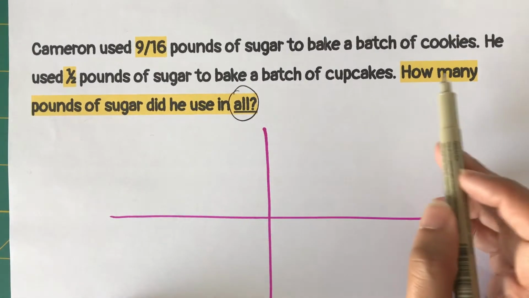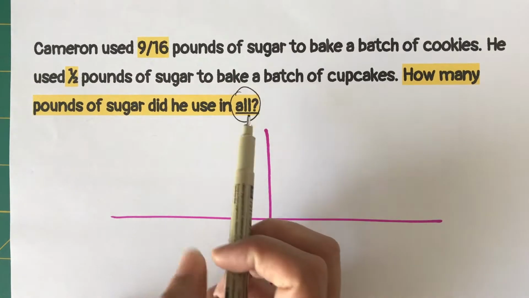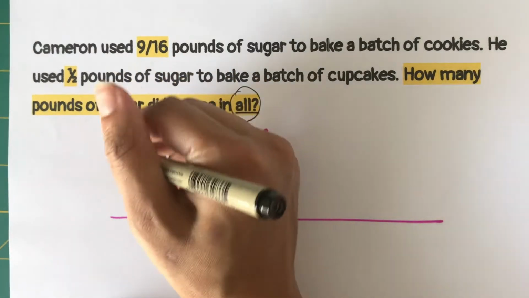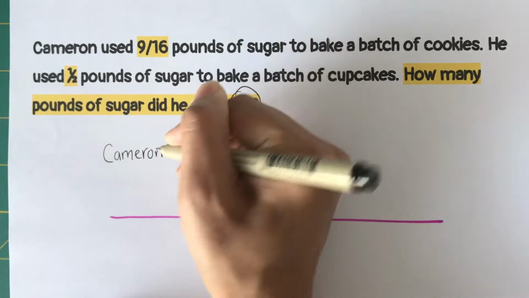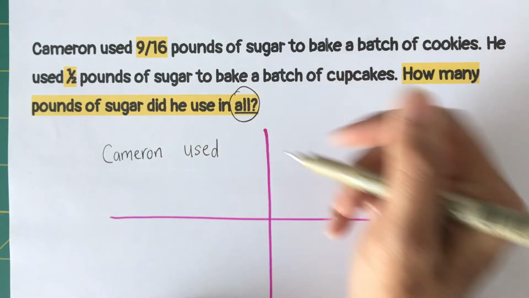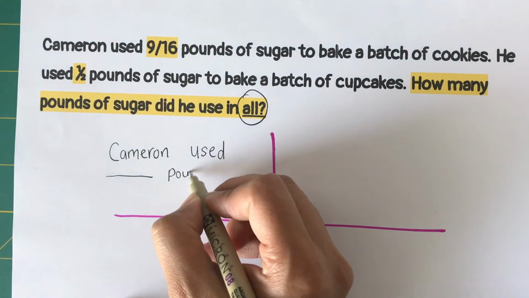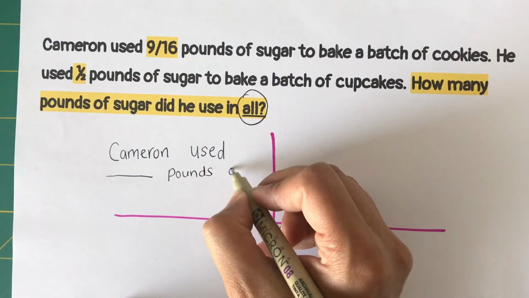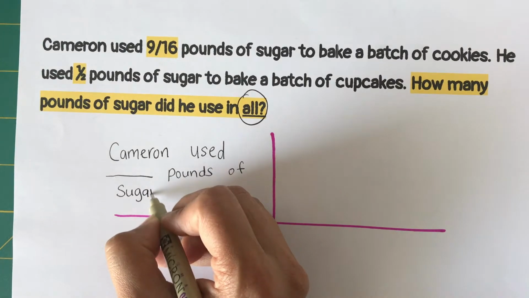So we're going to restate the question. How many pounds of sugar did he use in all? Cameron used blank pounds of sugar. Okay.